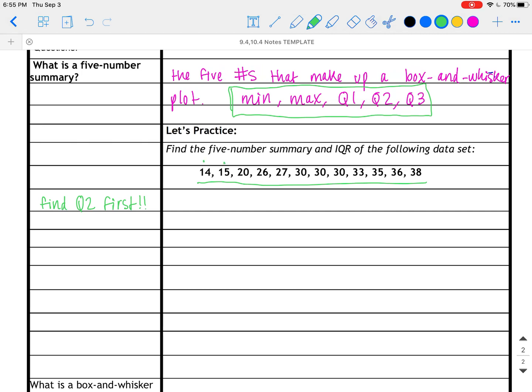Okay, so here we have 1, 2, 3, 4, 5, 6, 7, 8, 9, 10, 11, 12 values. That's an even amount, so that means we're going to have 2 values in the middle. So 1, 2, 3, 4, 5, 6.